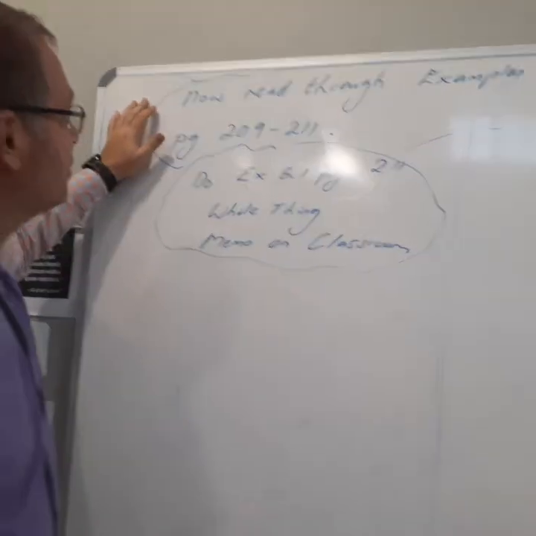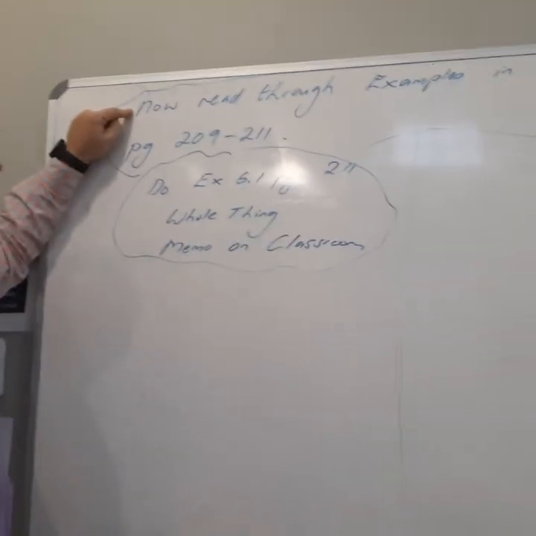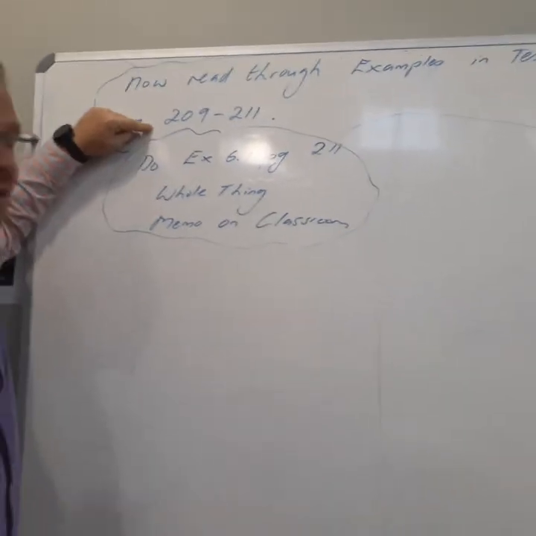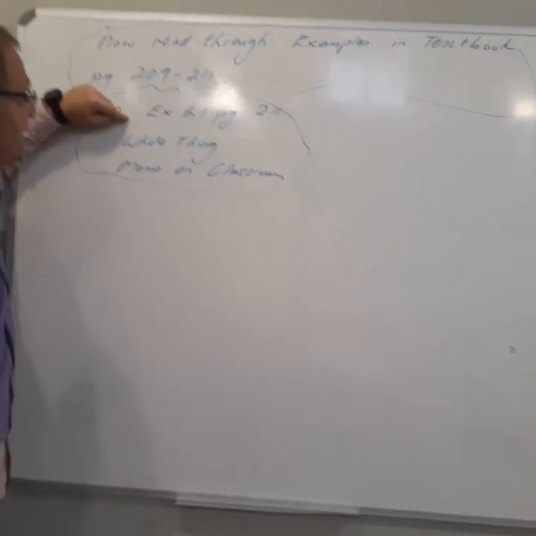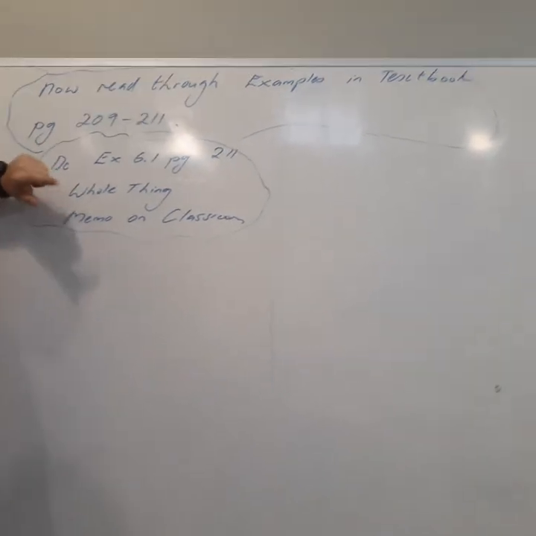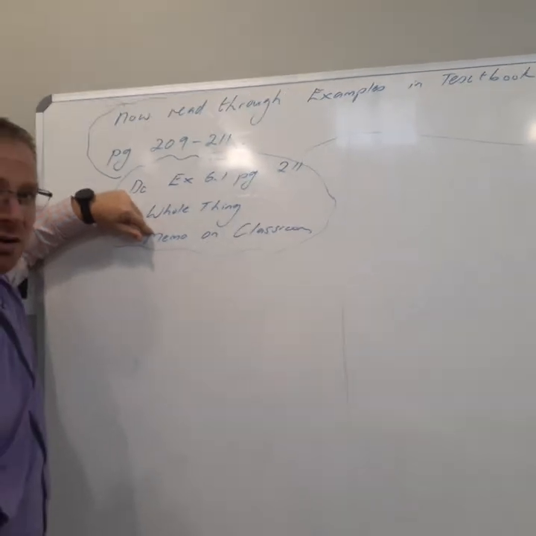Right, and now what you have to do, I want you to go to your blue textbooks, your Mind Action Maths, read through the examples in the textbook, page 209 to 211, and then you've got to do all of exercise 6.1 on page 211, the whole thing, and the memo is up on Classroom.